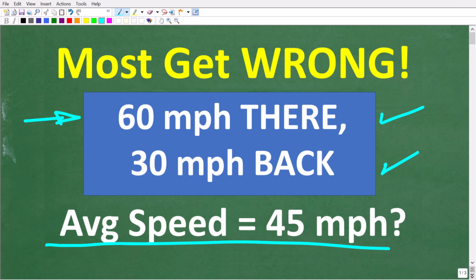Now, 45 miles per hour seems like the right answer, and it certainly could be. But if you think the answer is something different, go ahead and put that into the comment section.